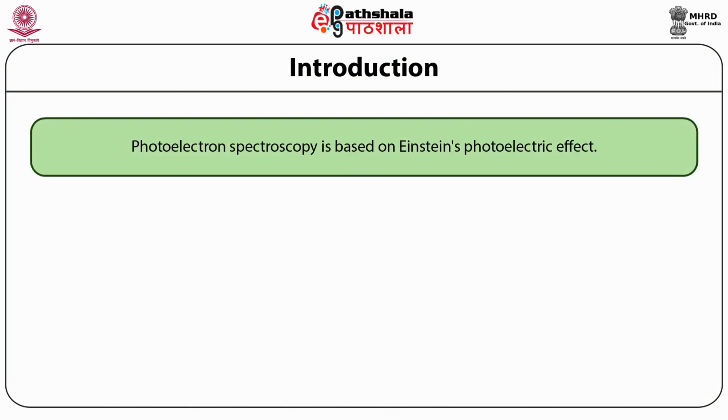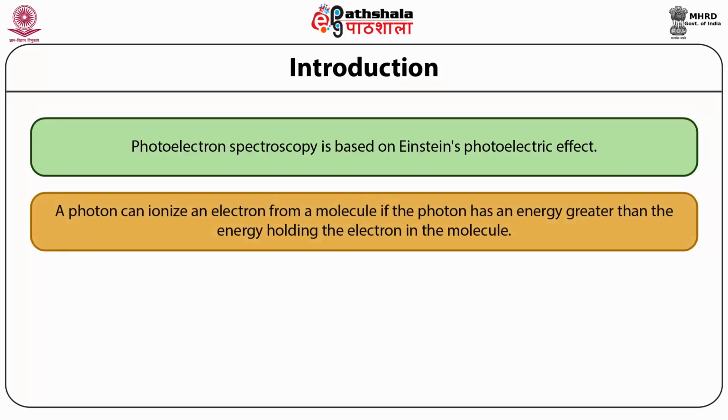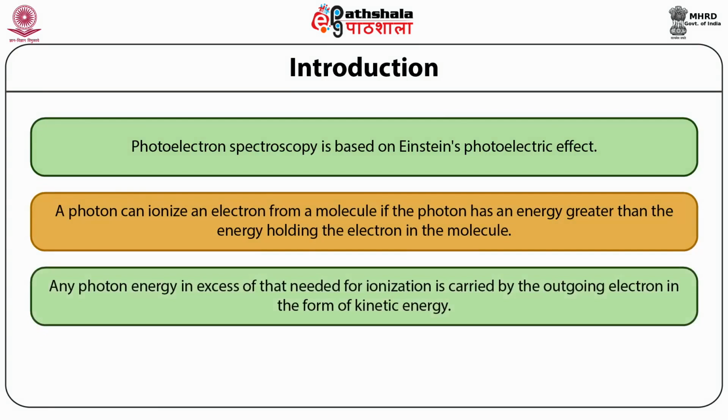Photoelectron spectroscopy is based on Einstein's photoelectric principle. The photoelectric effect is the emission of electrons or other free carriers when light is shined on a material. Electrons emitted in this manner can be called photoelectrons. A photon ionizes an electron from a molecule if the photon has energy greater than the energy holding the electron in the molecule. Any photon energy in excess of that needed for ionization is carried out by the outgoing electron in the form of kinetic energy.